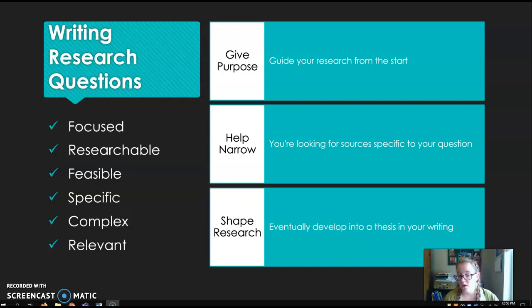So what you want is something more like, why is Black Lives Matter important to us? Why has this movement gained popularity in the last several years? How has it shaped local communities? Those why, how, in what way questions are really what you're looking for. Make sure that it's not too big and that you actually can find the answer.